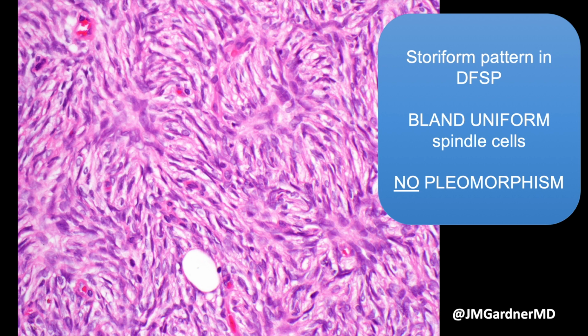All right, so the storiform pattern, this beautiful swirly, whirly growth, is very, very visually appealing to look at. You can describe it with 100 words, but really you've got to just see it. A lot of DFSP have that, but I've seen DFSPs that didn't have storiform, and I've seen other things like dermatofibromas and a variety of others that do have storiform patterns. So that alone is not enough.